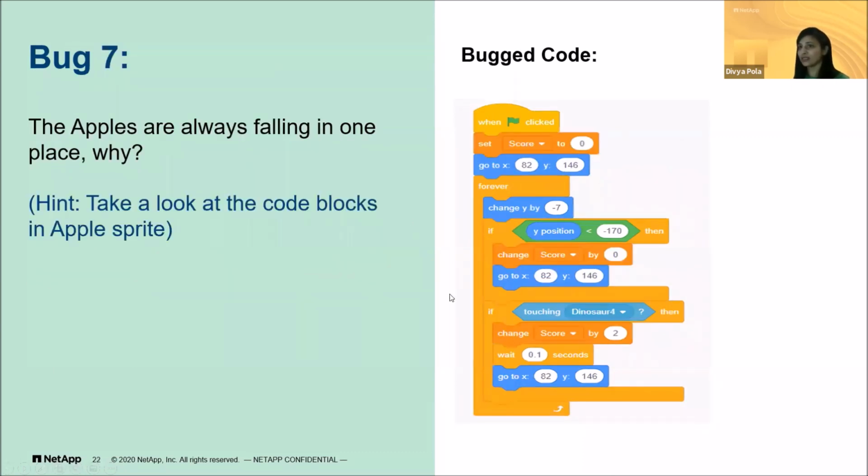So like most of you guessed, the apples are always falling in one place. Again, why do you think that is? So I'll go ahead, start another poll. Okay, so what do you think is going wrong here? Again, look at the code. Now we have fixed the bug where the apple was hidden. We have fixed the bug where it was not falling from the top. Now it is falling from the top, but it is still falling in the same place. So what blocks come to your mind when you think of the position of the Apple sprite?